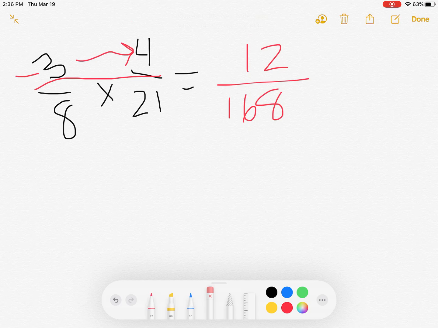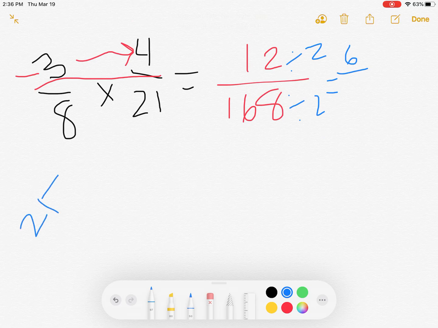So I need to figure out if 12 and 168 have a common factor. I know that they are both even, which tells me they're both going to be divisible by 2. So this is me writing my answer in simplest form. I'm reducing or simplifying my fraction. 12 divided by 2 is 6 over 168 divided by 2. Again, gonna need to do some side work possibly. Bring down the 8 to 84. Now I have 6 over 84.